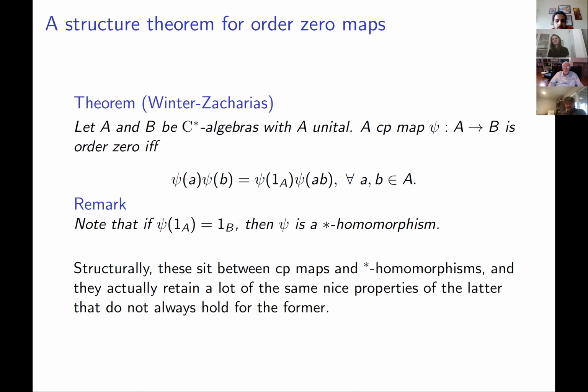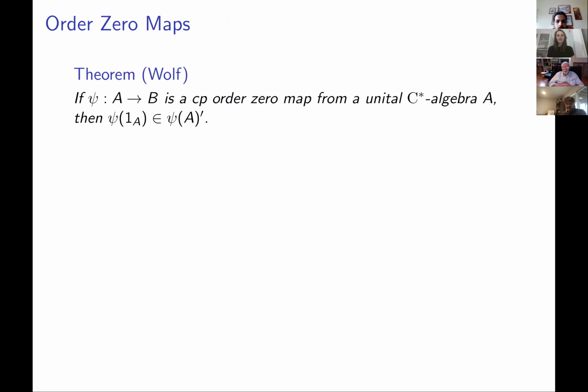So structurally, these sit between CP maps and star homomorphisms, and they actually will retain a lot of nice properties of star homomorphisms that aren't always a given for CP maps. So one of them we've already sort of implicitly seen. Oh, I forgot an F. It's Wolff with two Fs. So Wolff proved before Winter and Zacharias that if we have a CP order 0 map from a unital C-star algebra, then the unit commutes with the image. Definitely not always true for just a regular CP map.